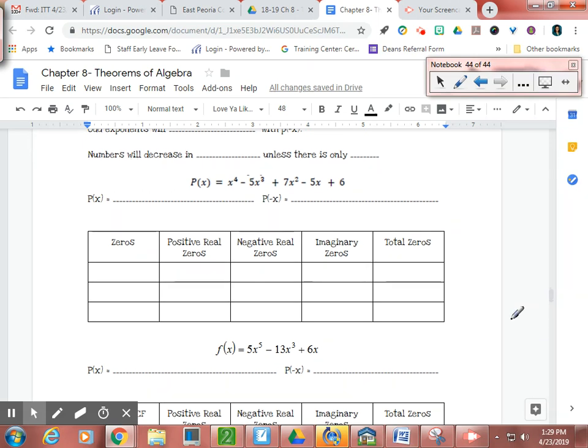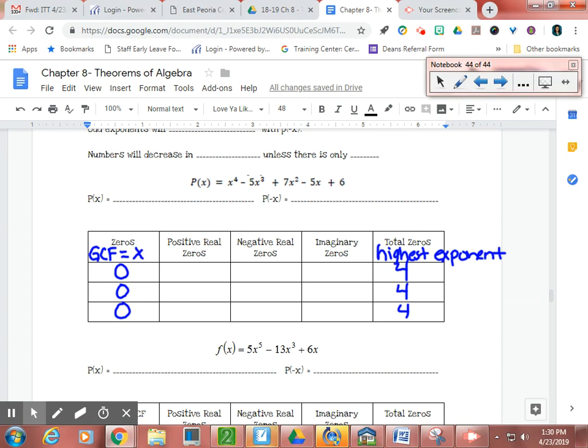So first thing we're going to do is we're going to start with our zeros and our total zeros. Our total zeros is how many roots is this going to have? Well, it's going to have 4, because that's our highest exponent. Then we can go over to the zeros column and we look at our original problem and say, is there a greatest common factor equal to x? Is there an x that we can take out of every single term? And in this case, there's not. So that's going to be 0.